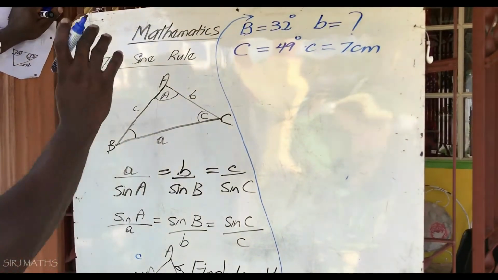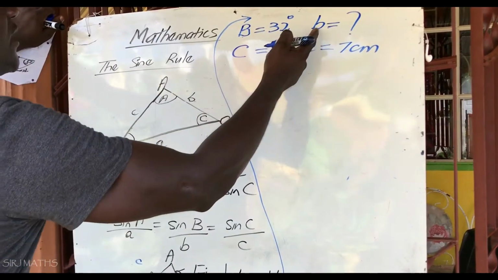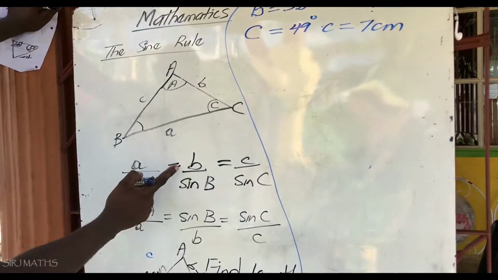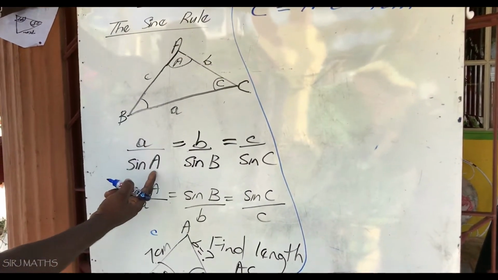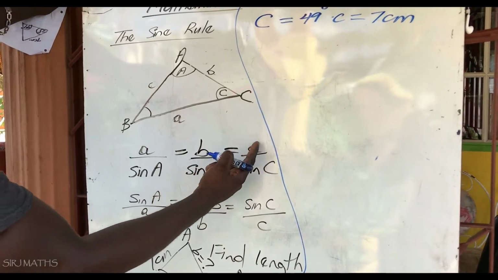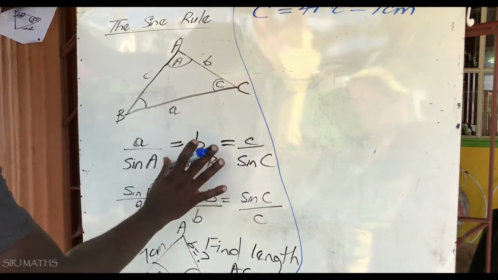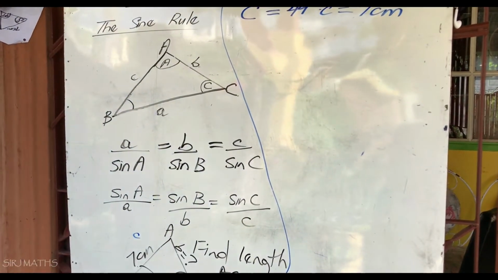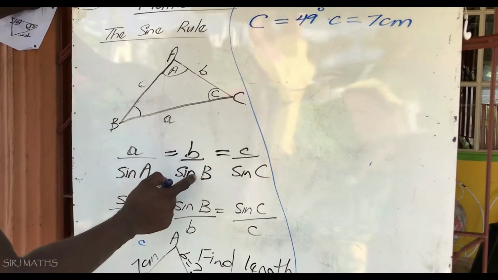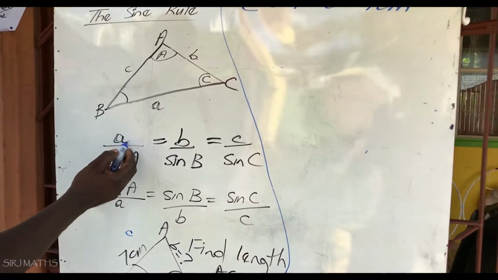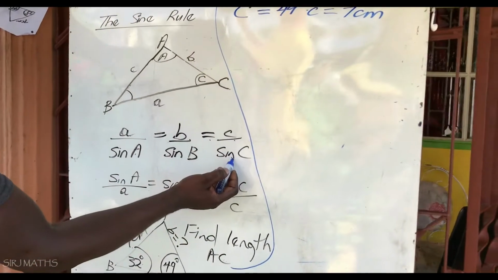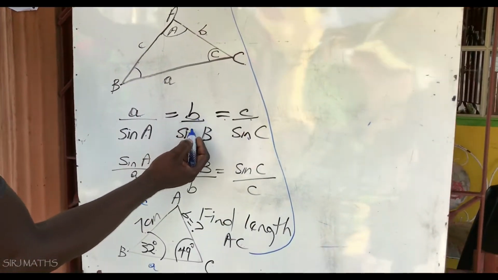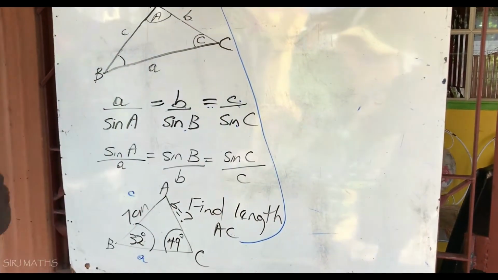Now, the relationship that we are going to use, since I want side B, if you notice here, I have a over sine A equals b over sine B equals c over sine C. I can use any one of the, or any 2 relationships. So I can have a over sine A equals b over sine B. I can have a over sine A equals c over sine C. I can have b over sine B equals c over sine C.